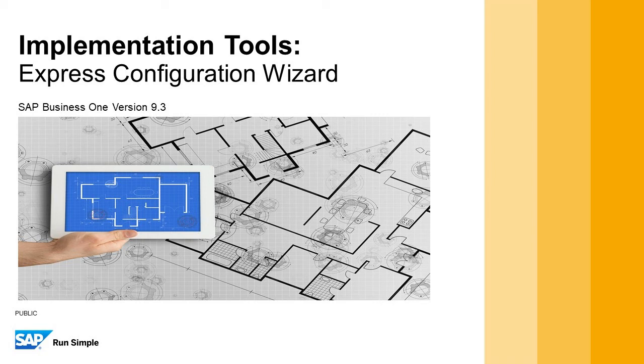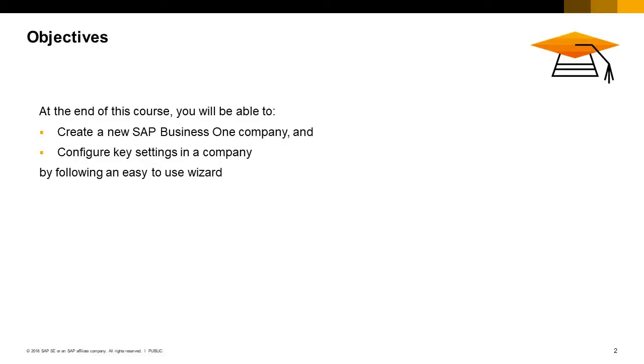The Express Configuration Wizard simplifies the task of creating and configuring a new company database. At the end of this topic, you will be able to create a new SAP Business One company, and configure key settings in a company by following an easy-to-use wizard.